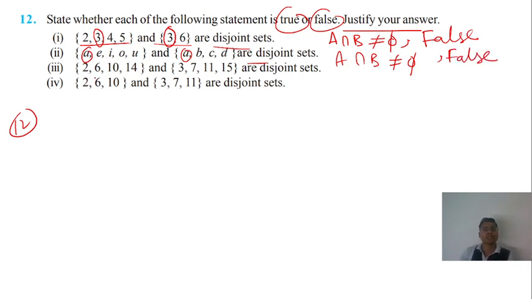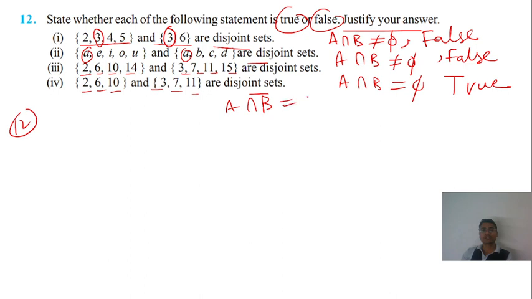Then they are saying here 2, 6, 10, 14 and 3, 7, 11, 15. Since A intersection B is empty, these are disjoint sets and this is true. Coming to the next question, 2, 6, 10 and 3, 7, 15 are disjoint sets. Again A intersection B is empty and these two have no common elements, so this is again a disjoint set, so we declare it as true.